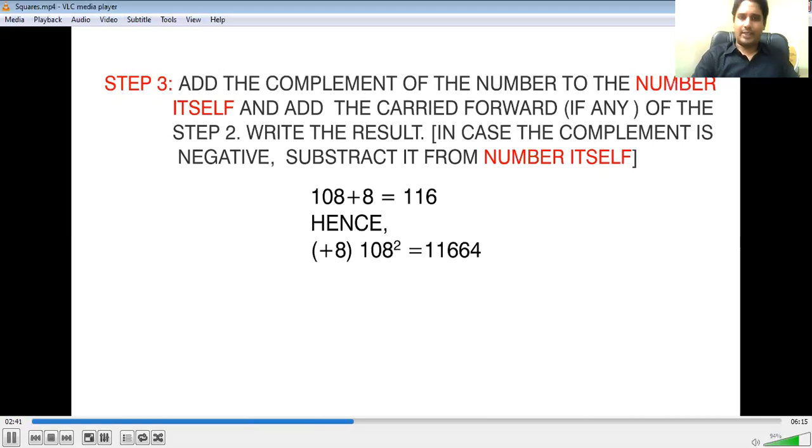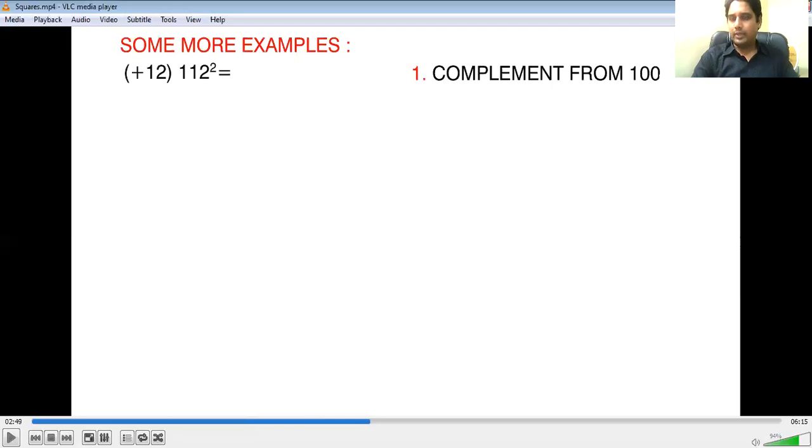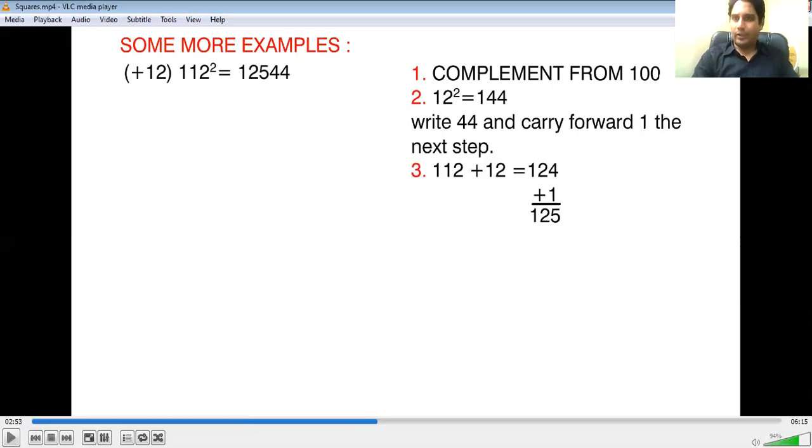Let's take one more example. So 112 square, step 1, plus 12, which is the complement from 100. Step 2, 12 square, which is 144. I'll be taking only 44, 1 will be carried forward. Step 3, 112 plus 12, which is 124. Add the carried forward 1, which is 125 now. Hence our result is 12544.